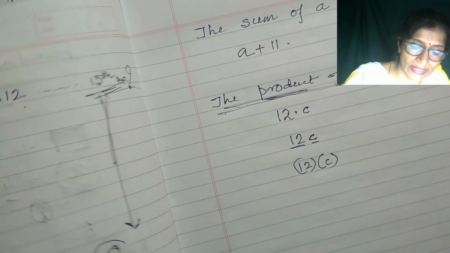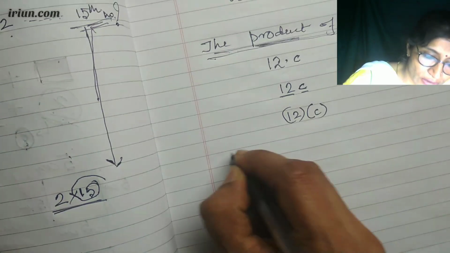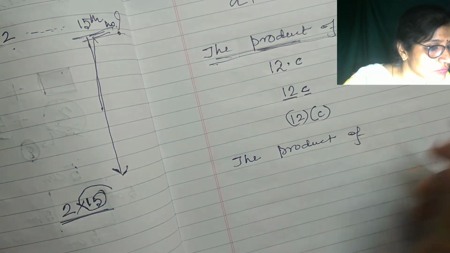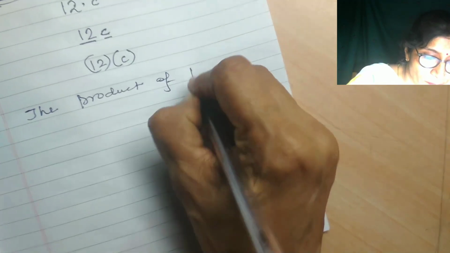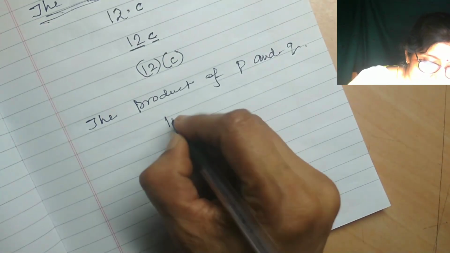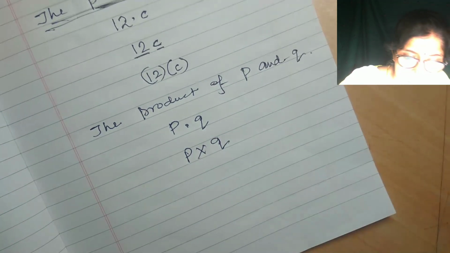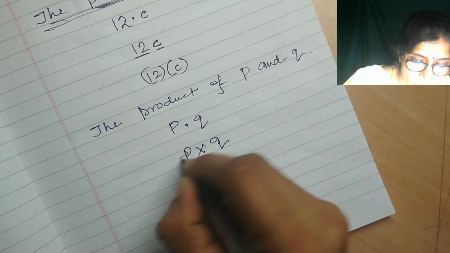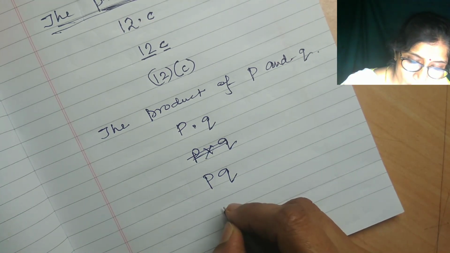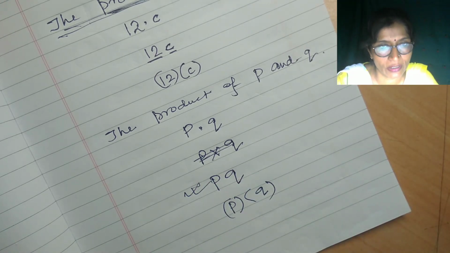Or suppose I write the product of P and Q. Then how will I write? I'll write it in this way: P dot Q, or P into Q. No, don't write into. PQ indicates P into Q. This is the best form in case of algebra.